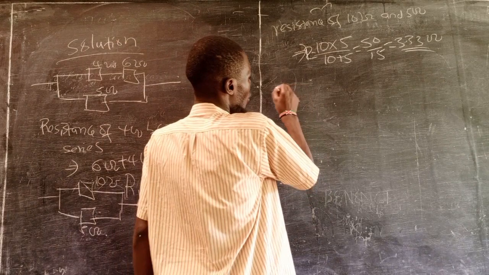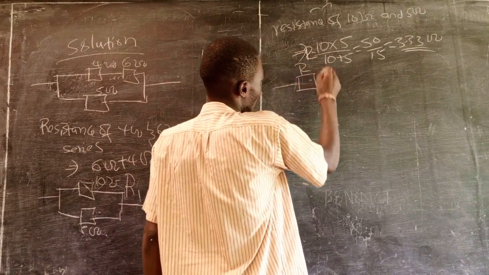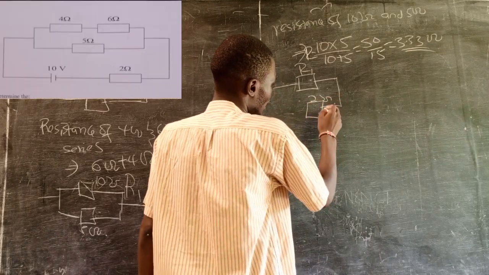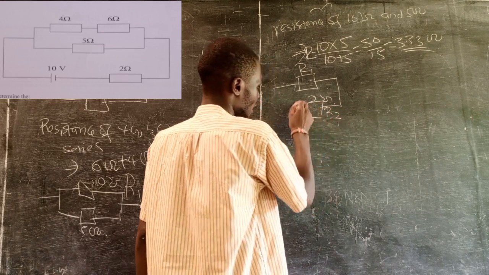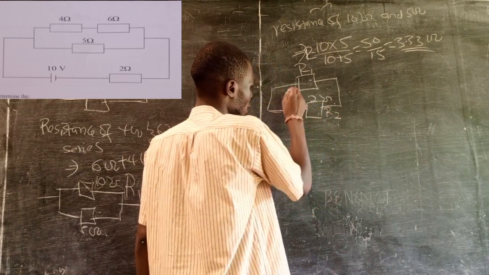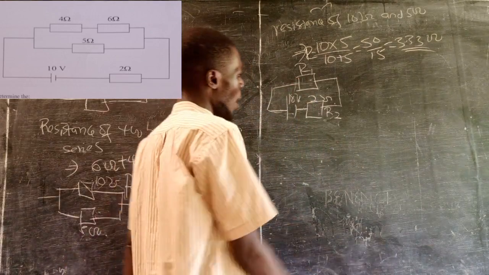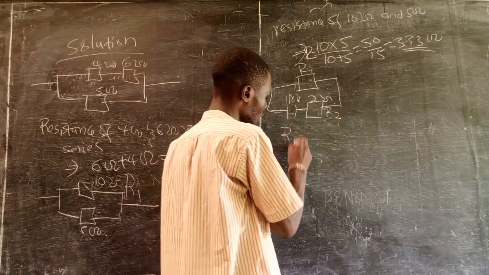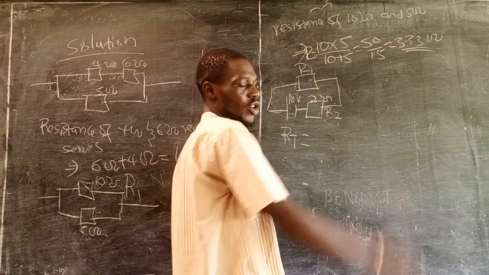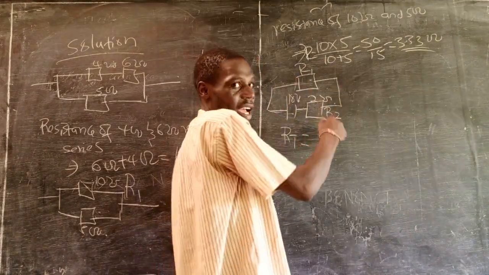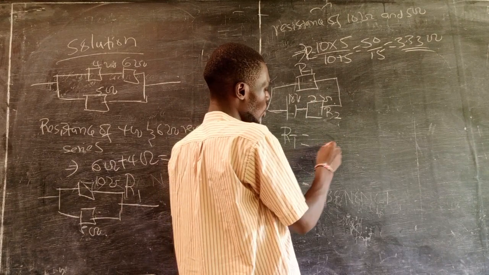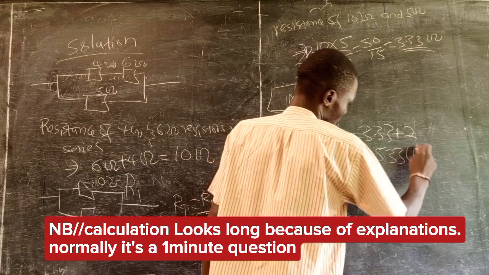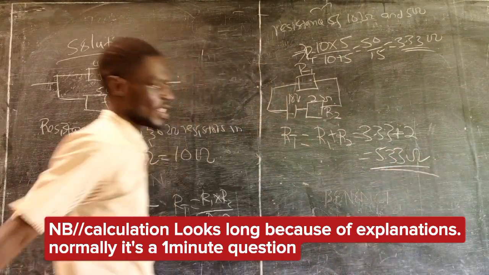Now we have R1, and then the 2 ohm resistor, which we call R2. This one is also connected to a 10 volts power supply. How are we going to find the final total resistance? Remember, R1 and R2 are connected in series since there is no junction between them. So we have 3.33 plus 2, and the total is 5.33 ohms. It's as simple as that.